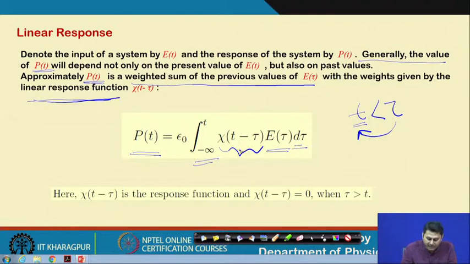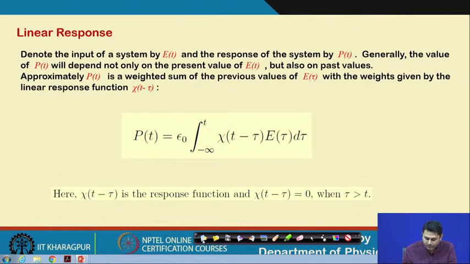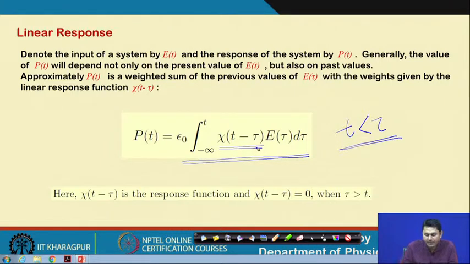This factor basically gives you what the response of the system should be. That means I integrate these things over that and as a result I get something in terms of P, which is the polarization. So I am getting the polarization after integrating the electric field over the entire time span, where τ is some earlier time, and when I integrate it I must have some weight factor or linear response function here.